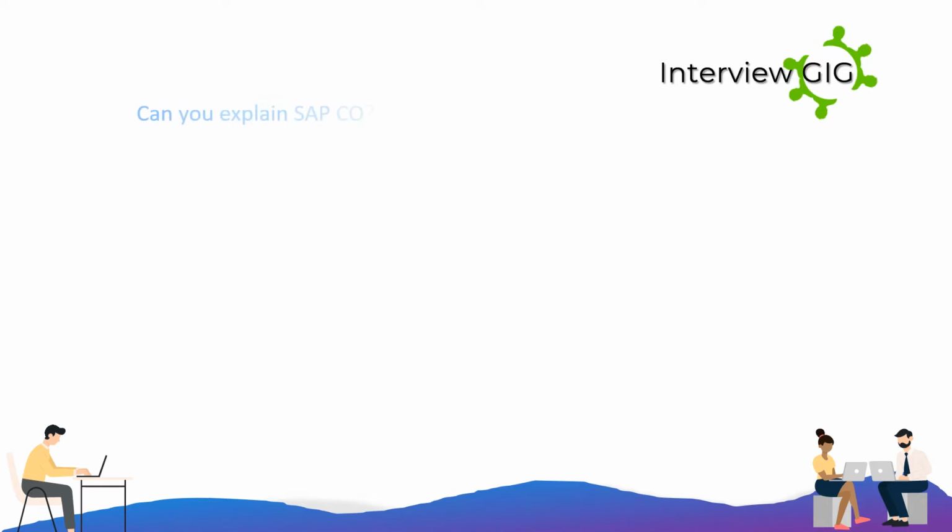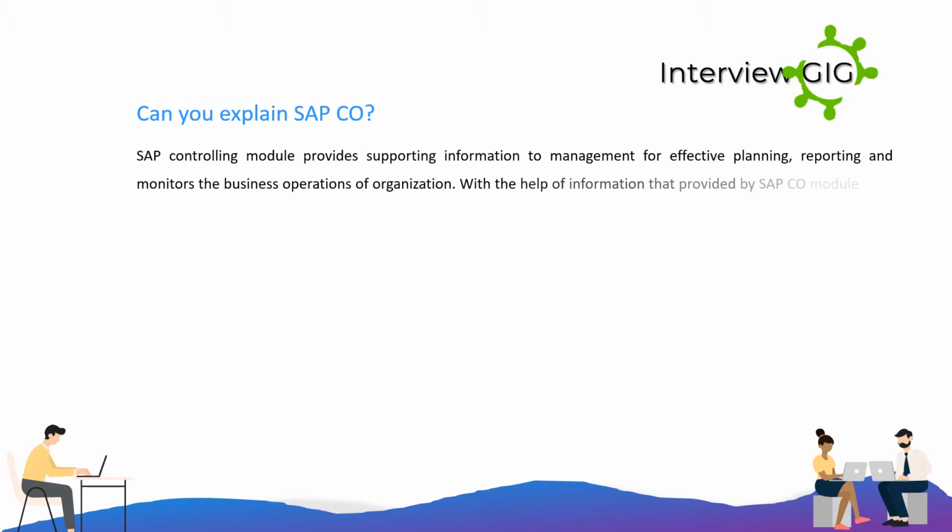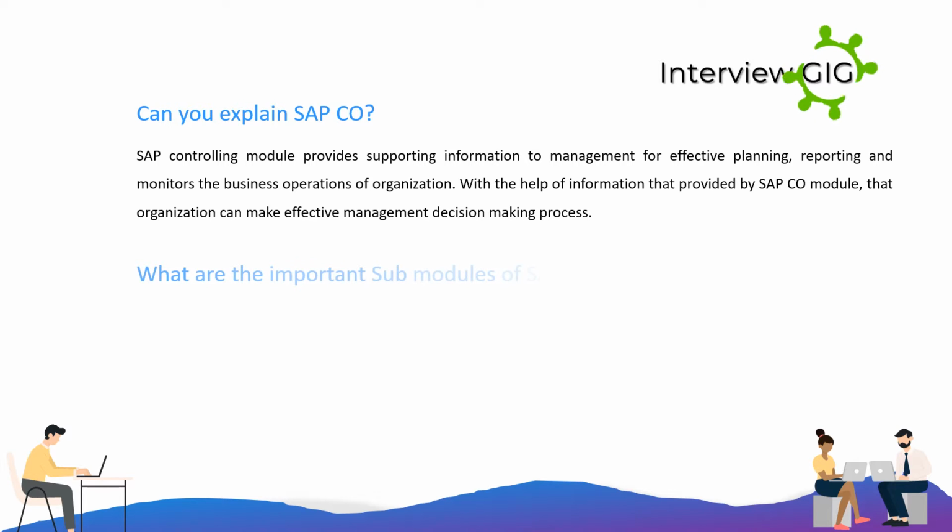Can you explain SAP CO? The SAP Controlling module provides supporting information to management for effective planning, reporting, and monitoring the business operations of an organization. With the help of information provided by the SAP CO module, the organization can make an effective management decision-making process.